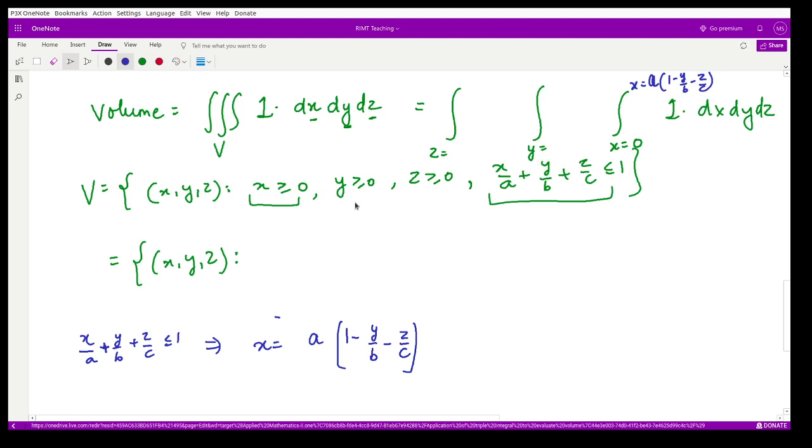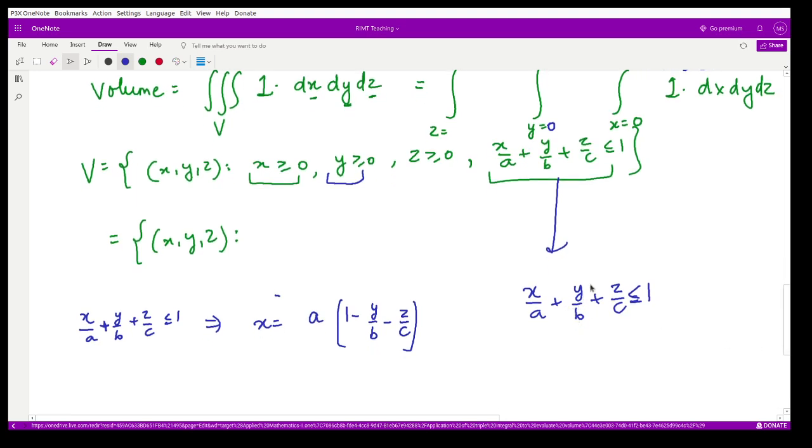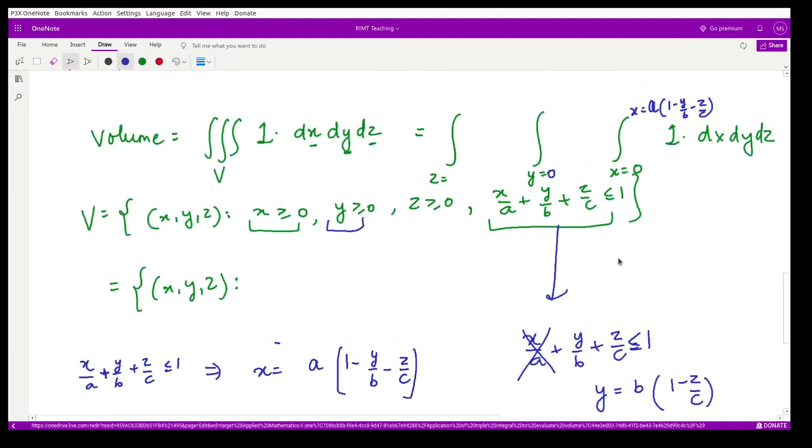Similarly for the limits of y, the lower limit of y is 0, and for the upper limit of y we will again consider x/a + y/b + z/c less than or equal to 1, and here in this case we do not want x to appear, so we will not take this term. So from here we can calculate what y is. y comes out to be b into (1 - z/c). So this is our upper limit in the case of y.